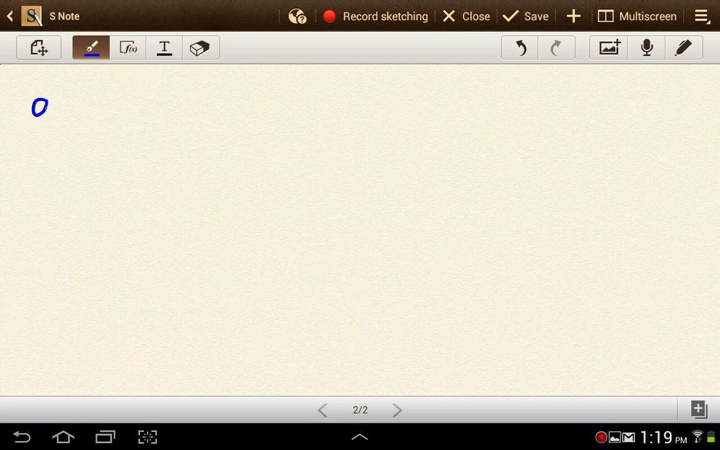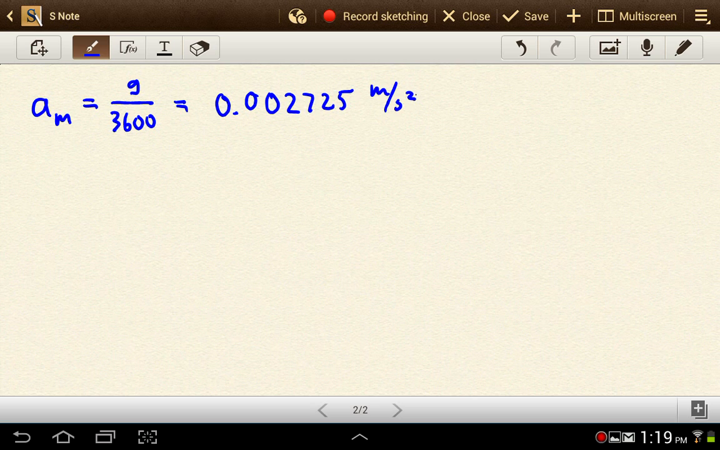The centripetal acceleration of the moon is equal to little g divided by 60 squared, which is 3,600, and that is going to be equal to 0.002725 meters per second squared, which is also 2.725 millimeters per second squared. This here is what the video was talking about when they said how far does the moon fall in 1 second.